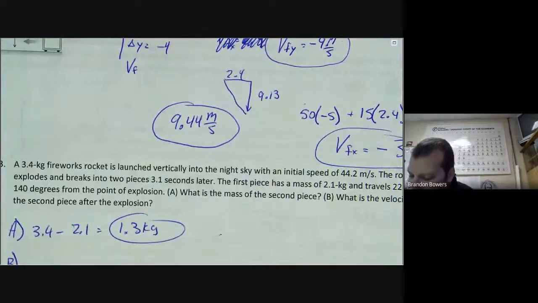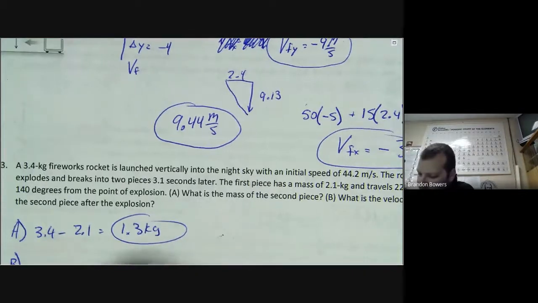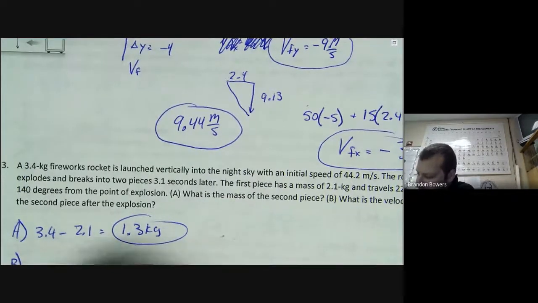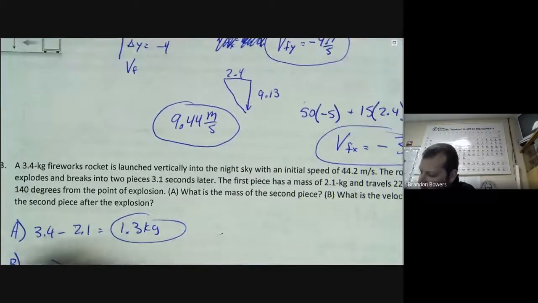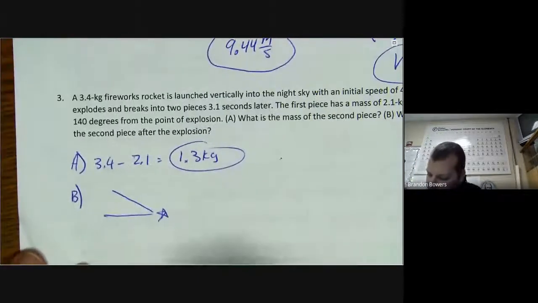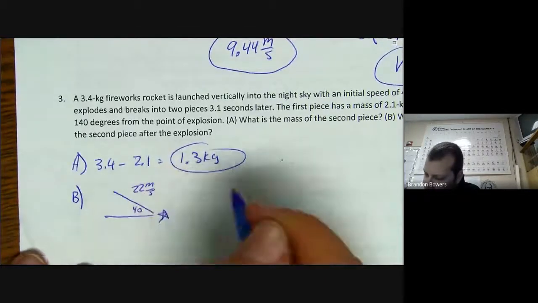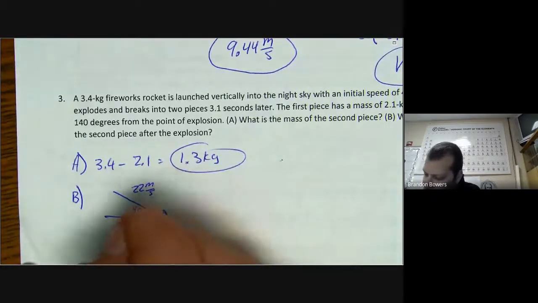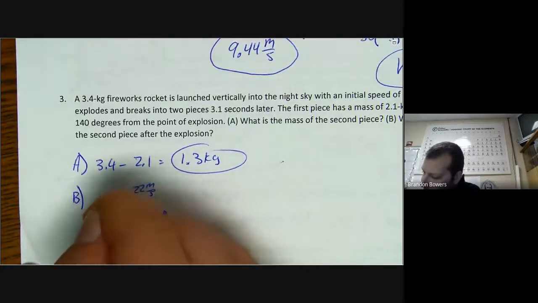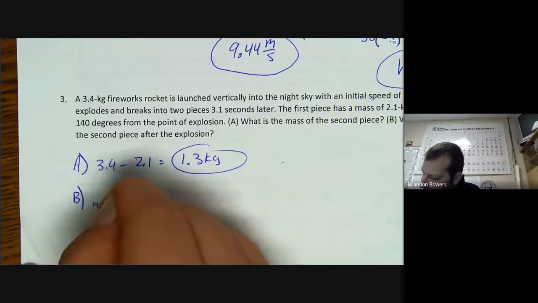So based on that angle of being shot up, let's say here's my firecracker, shot up like that, 40 degrees, 22 meters per second. You are able to calculate the x and the y. The x is 16.85, the y is 14.14.